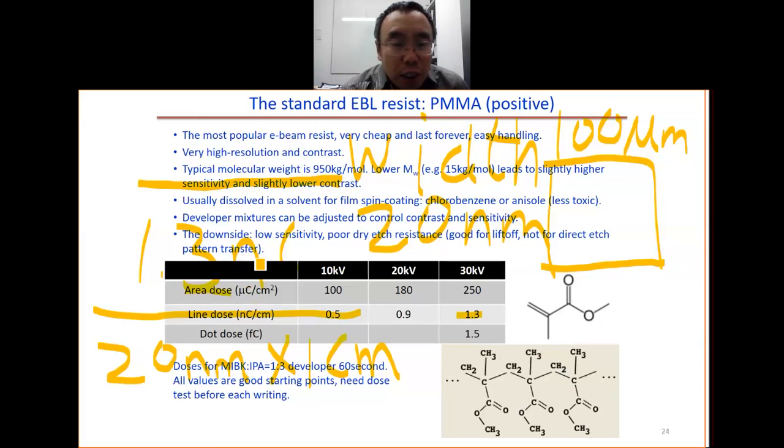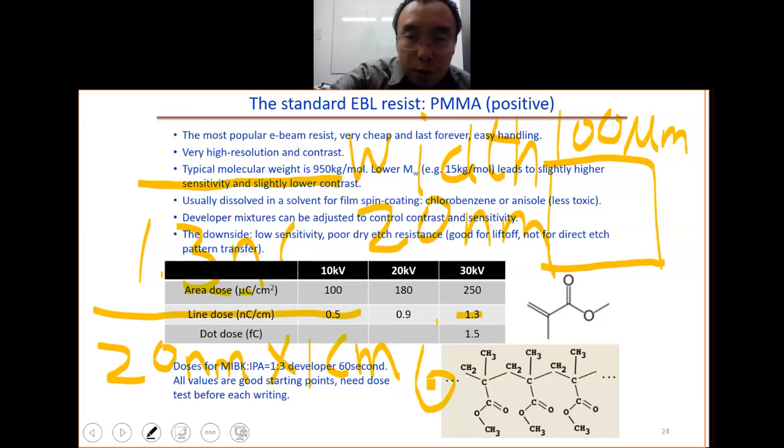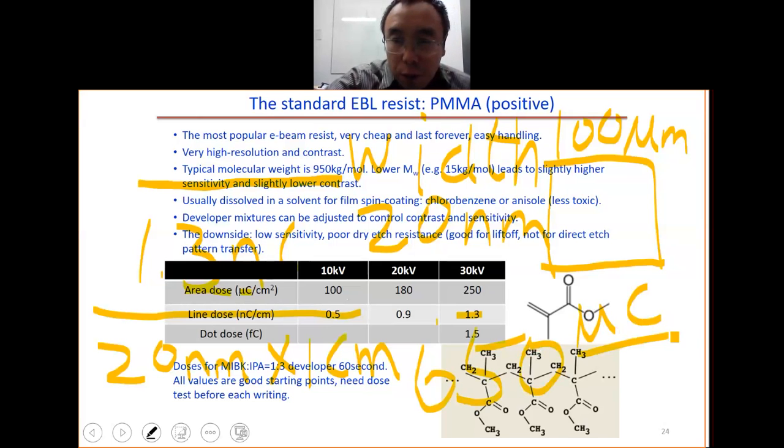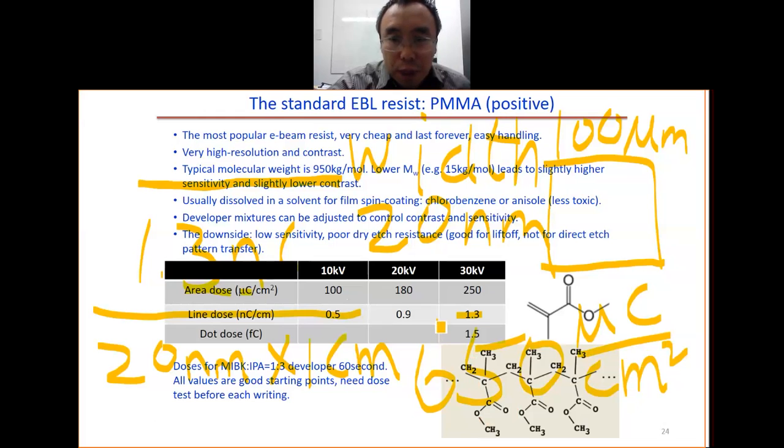So you can convert the nanocoulomb to a microcoulomb, and you convert this nanometer to centimeter. In the end, you get a number of 650 microcoulomb per centimeter square.